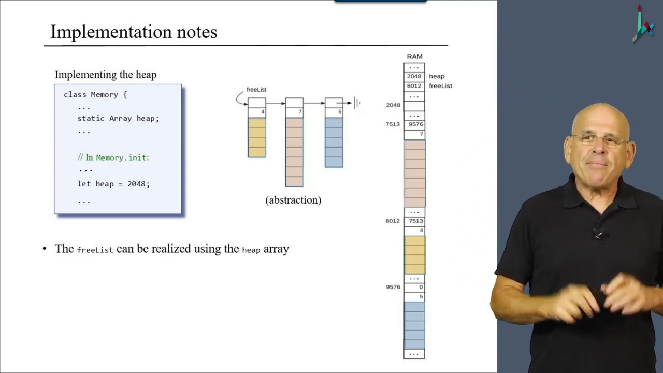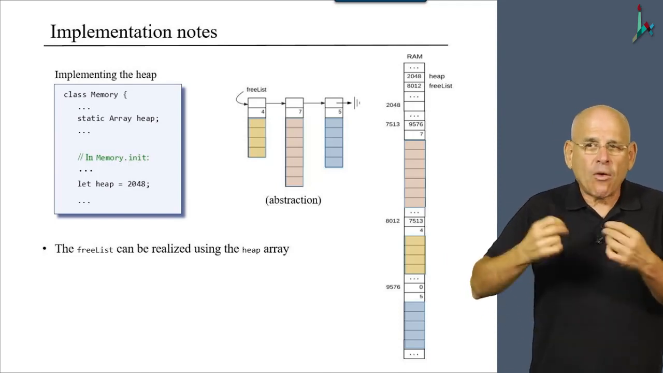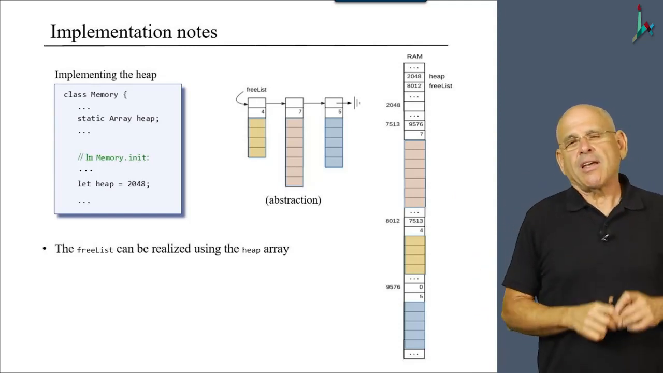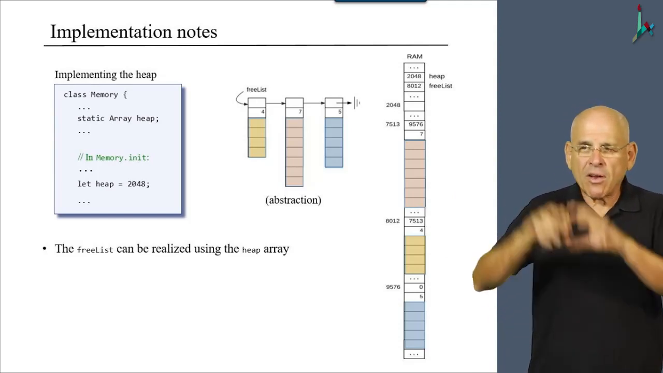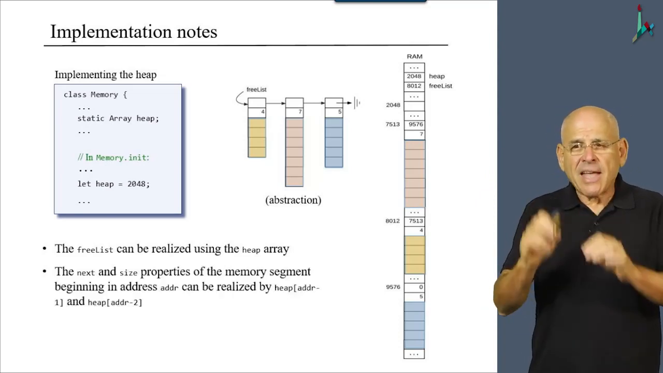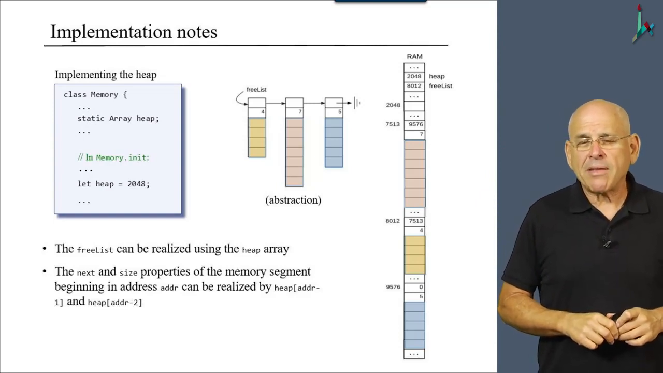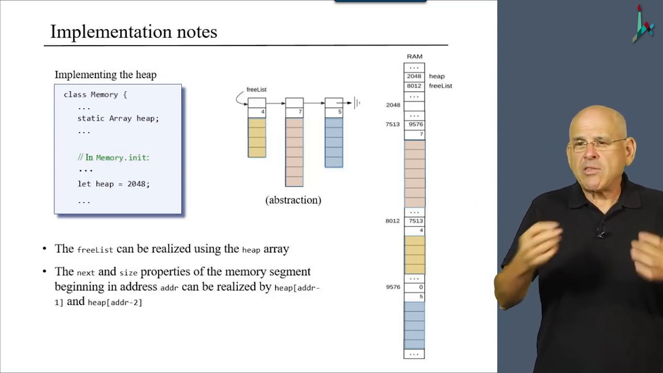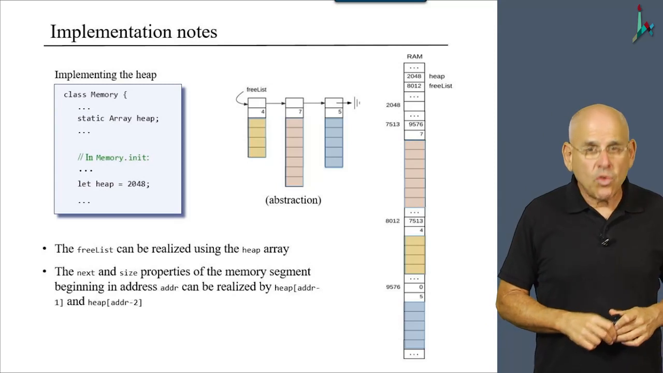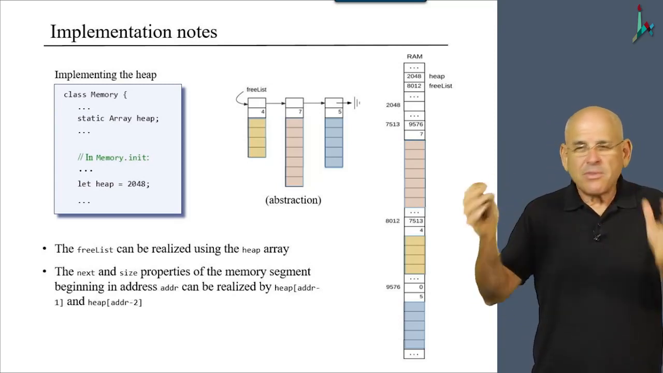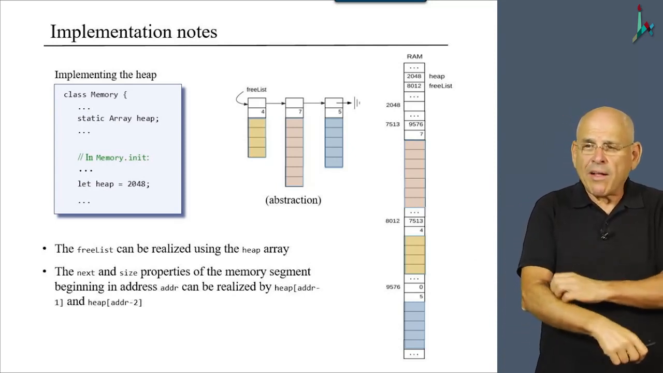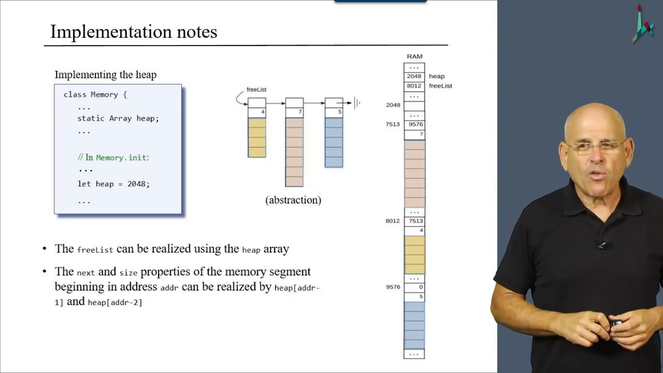So this is yet another example of a little hack that we use, of using an array not really as an array, but rather as some collection of pointers which we use for our benefit in order to create this free list for us. And the next and the size properties of every memory segment can be realized using heap ADDR-1 and heap ADDR-2. If you don't completely understand it, when you start building it in project 12, you will realize that things will kind of fall into place. Believe me.